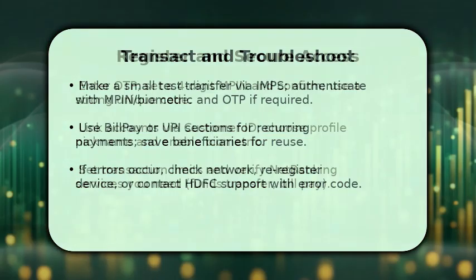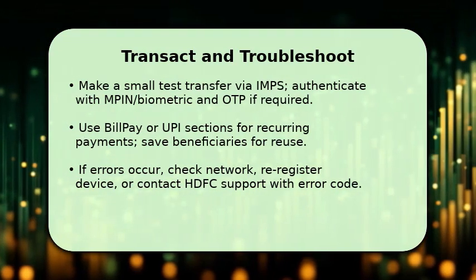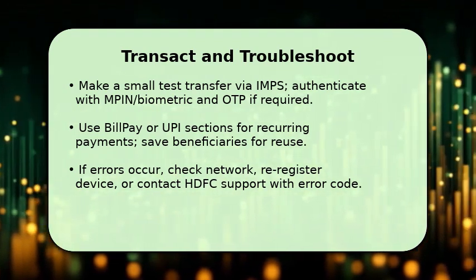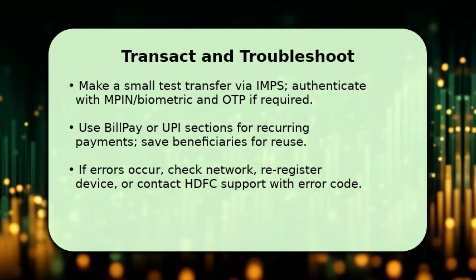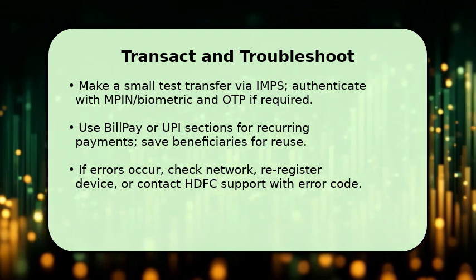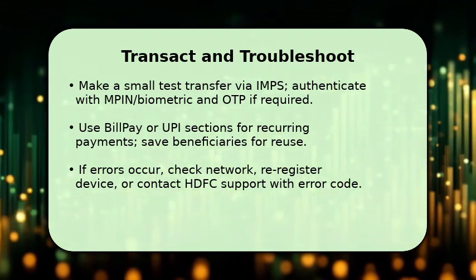To complete setup, perform a small IMPS transfer to a trusted beneficiary. Authenticate with your MPIN and OTP as prompted so you confirm flow and limits. Use the Bill Pay or UPI tab to add recurring payments and save beneficiaries to speed future transactions.